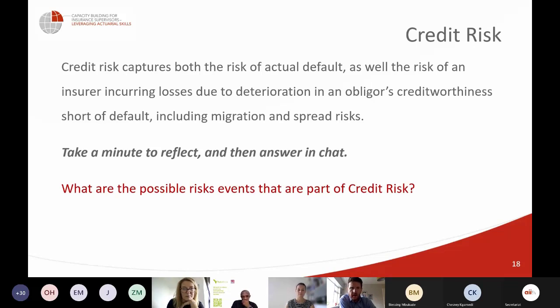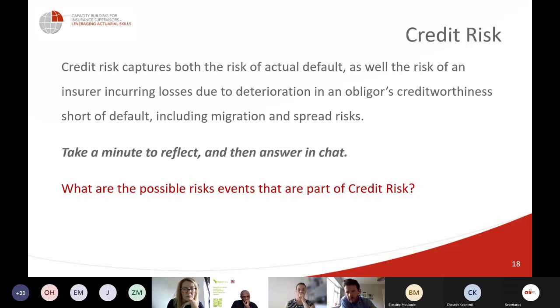Again, if we can use the chat. So credit risk: there's a definition of credit risk, and this captures the risk of actual default as well as the risk of an insurer incurring losses due to a deterioration in an obligor's credit worthiness. This is the most complicated word in the sentence, but also the most important one: obligor's credit worthiness.